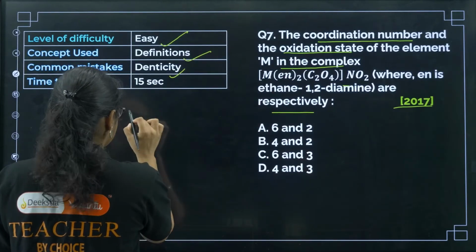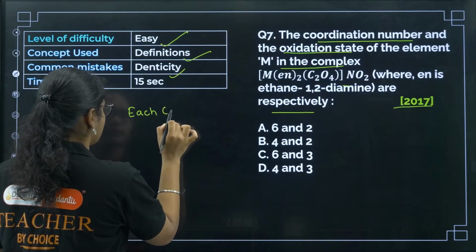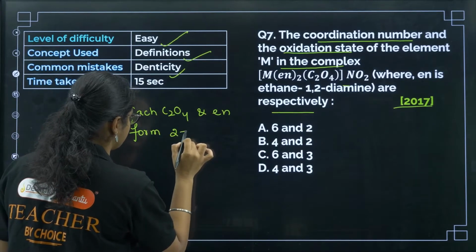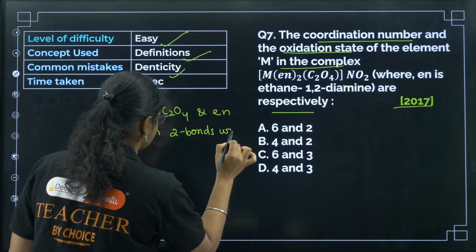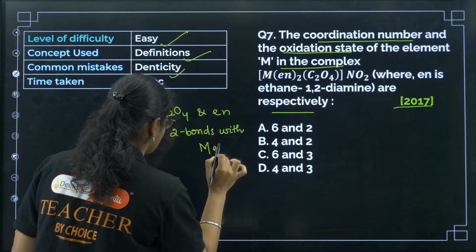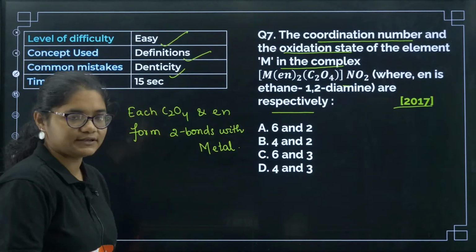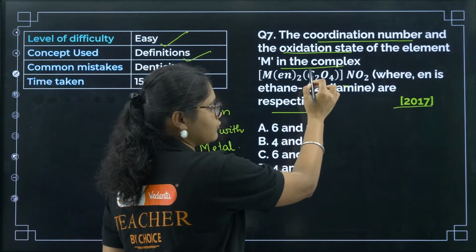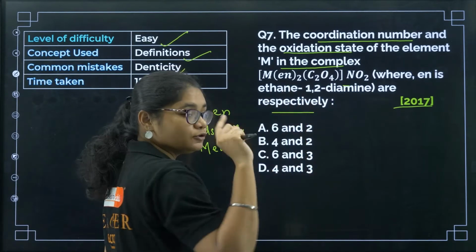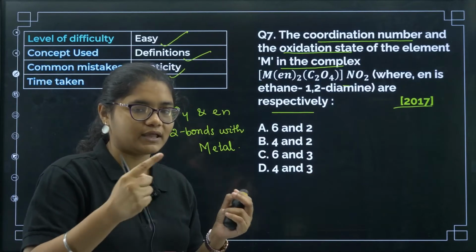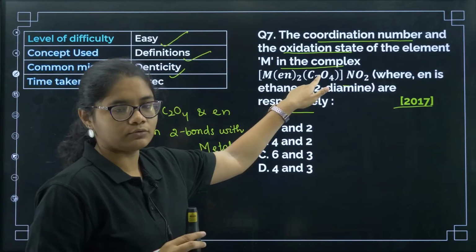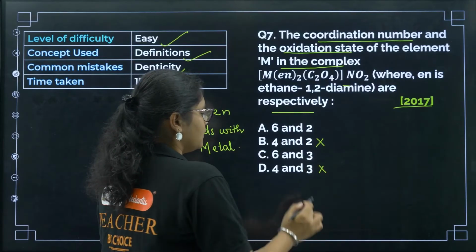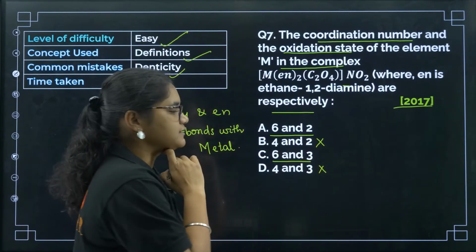Like I told you, each C2O4 and en forms 2 bonds with the metal. Now if you see here, we have one C2O4, so that will form 2 bonds, and here we have 2 en. One en is forming 2 bonds, so 2 en will form 4 bonds. So total 4 bonds here and 2 bonds here, that is 6. So the coordination number is 6. So we can eliminate these two options. Coordination number is 6, so any one of these answers can be correct.